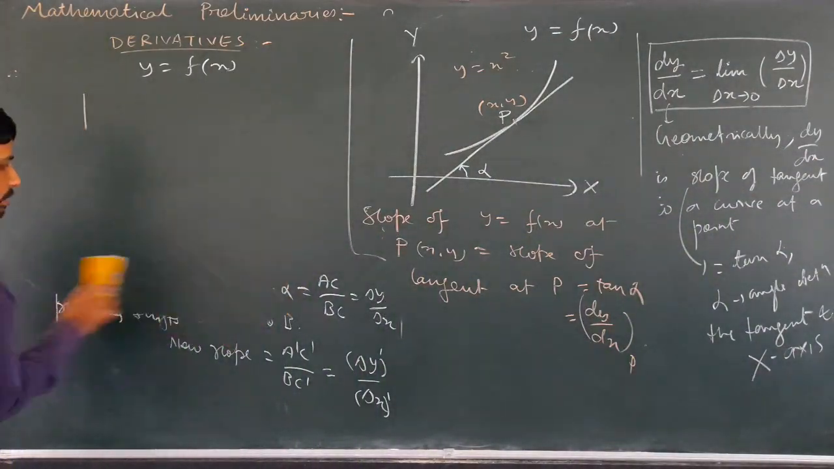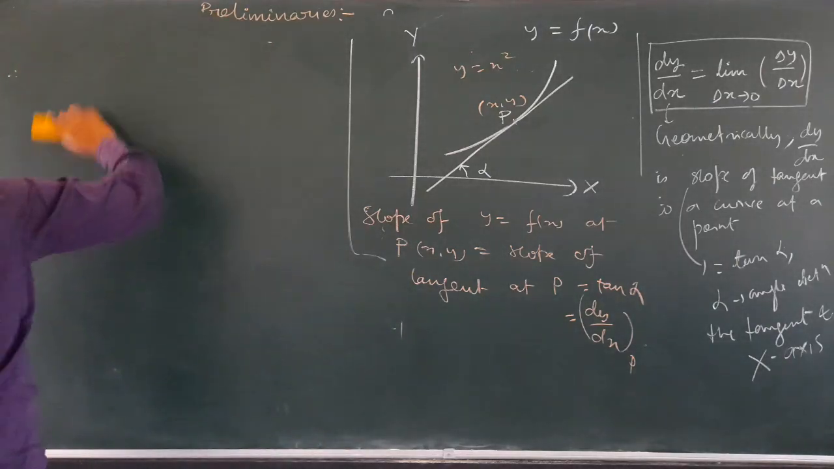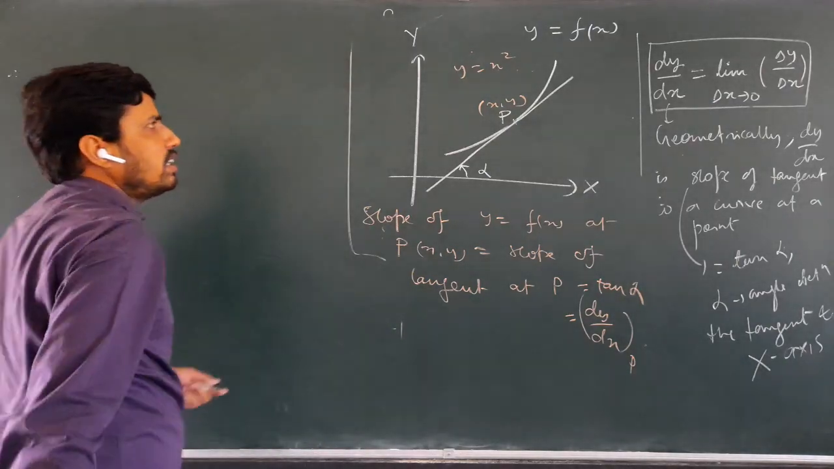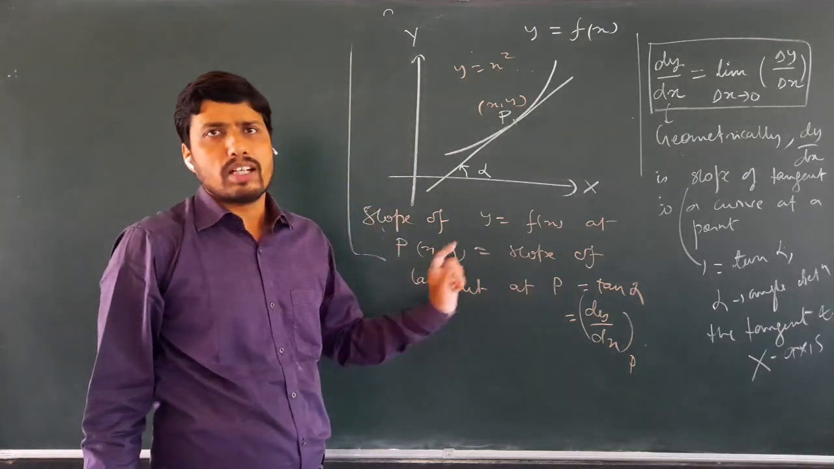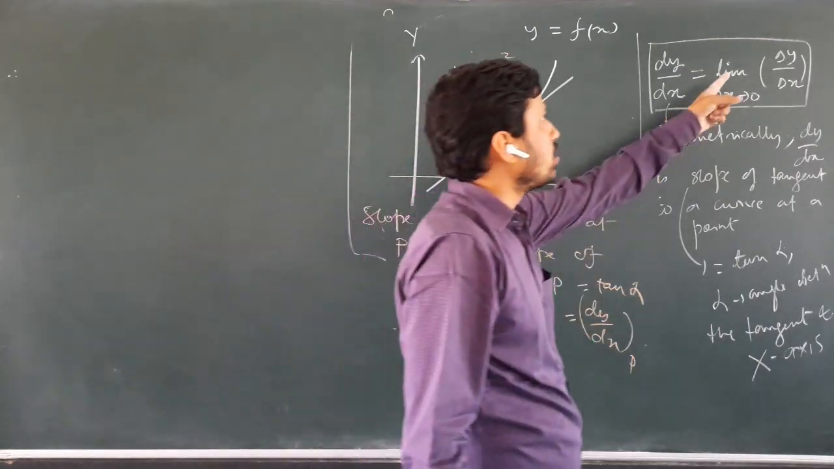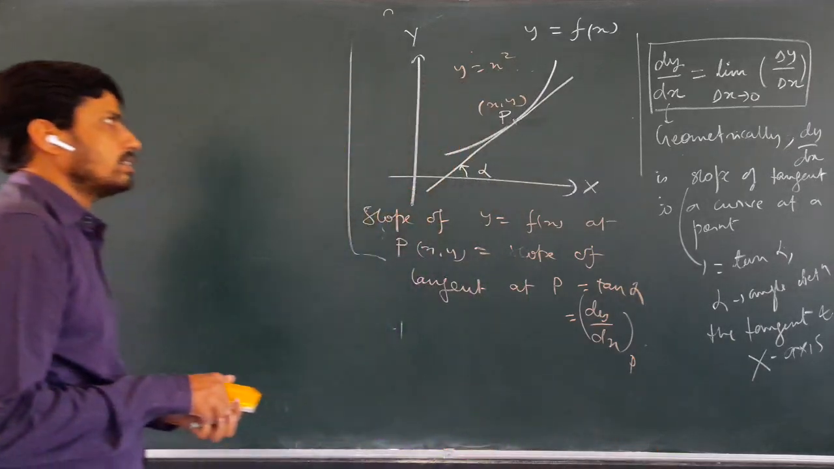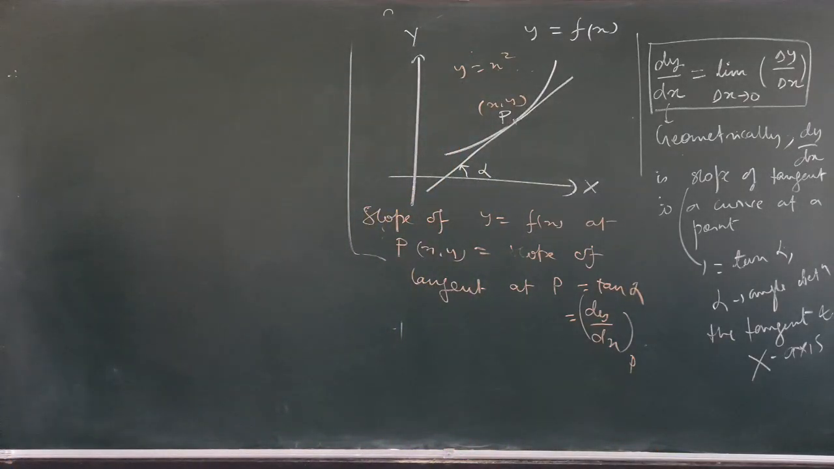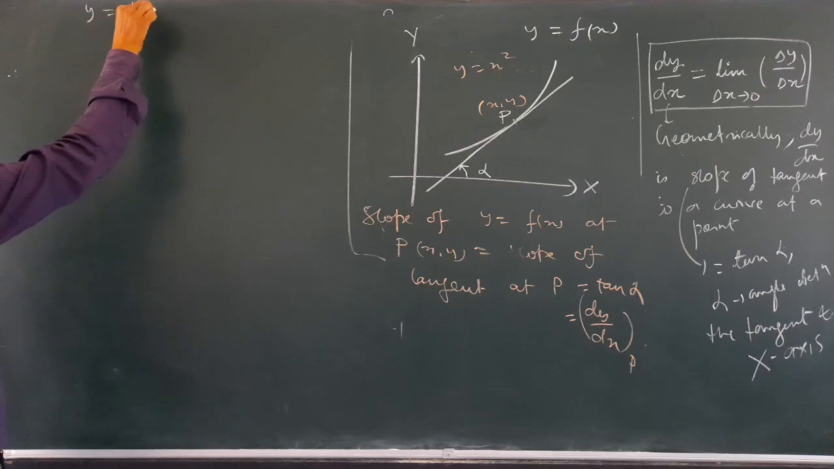So geometrically you should remember, students, that dy by dx is nothing but the slope of the tangent to the curve at some point. And mathematically, dy by dx is given by this formula: limit delta x tends to 0 of delta y by delta x. So this is the geometrical interpretation of the derivative. Now see, suppose we have y as a function of x.